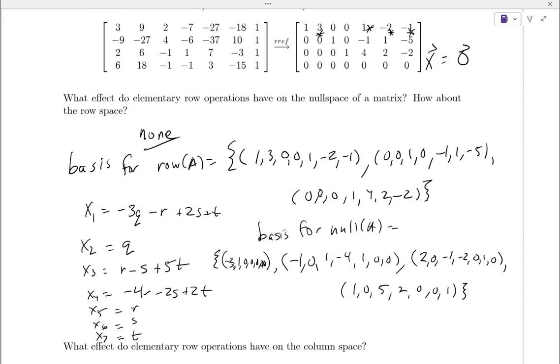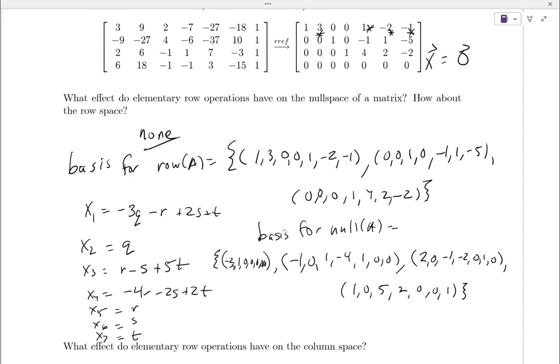Ordinarily, we were writing those as columns, right? We wrote out the solution, as we just did in the previous example. Again, this is how we find the basis for the null space. We look at the associated homogeneous system and solve.